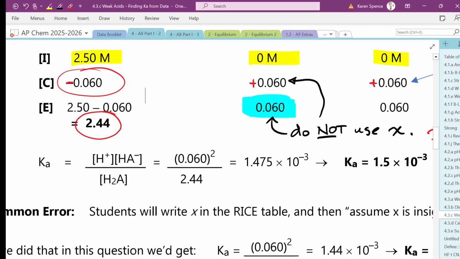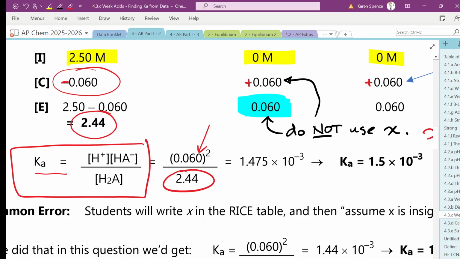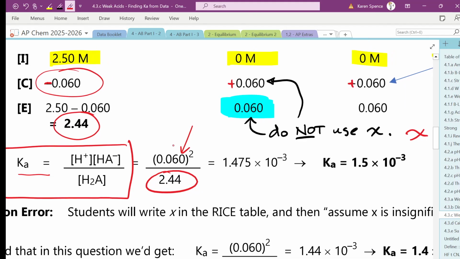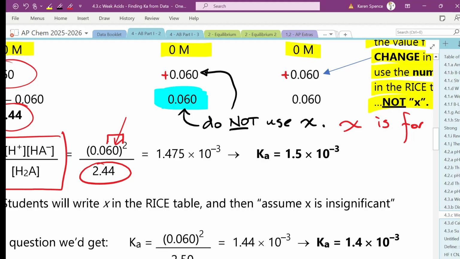Okay, so we've now got our values. We've got 2.44, we've got 0.6 and 0.6, so that's 0.6 squared. We've written our Ka expression, including Ka equals, and we get 1.475 times 10 to the minus 3, and that would round to 2 sig figs, because these numbers here have 2 sig figs. So 1.5 times 10 to the minus 3 is good.